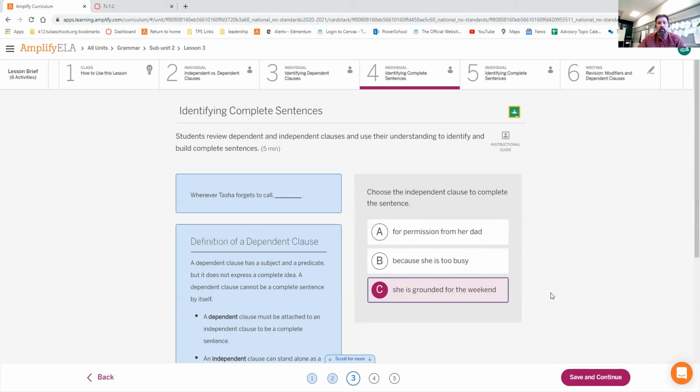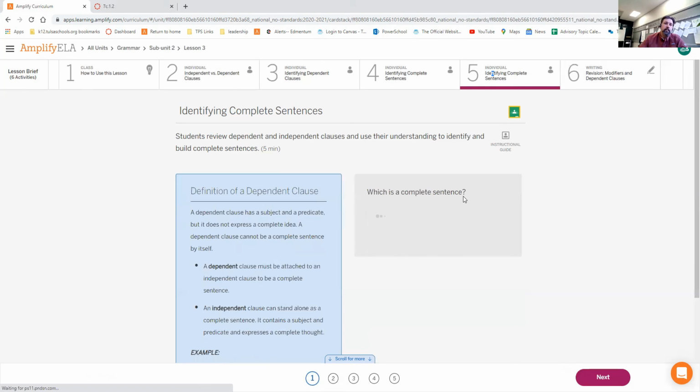This is a complete sentence, which is what we need to complete this, because this is a dependent clause. We need an independent clause to finish it off. This is dependent because it says for. This is dependent because it says because. That's all of number 4. I'll let you do the last 2.